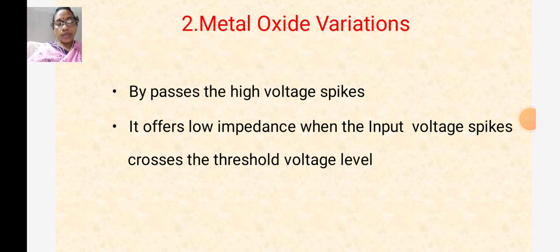Next is the metal oxide varistors. These are mainly used to bypass high voltage spikes. It offers a low impedance path when the input voltage spike crosses the threshold voltage level.